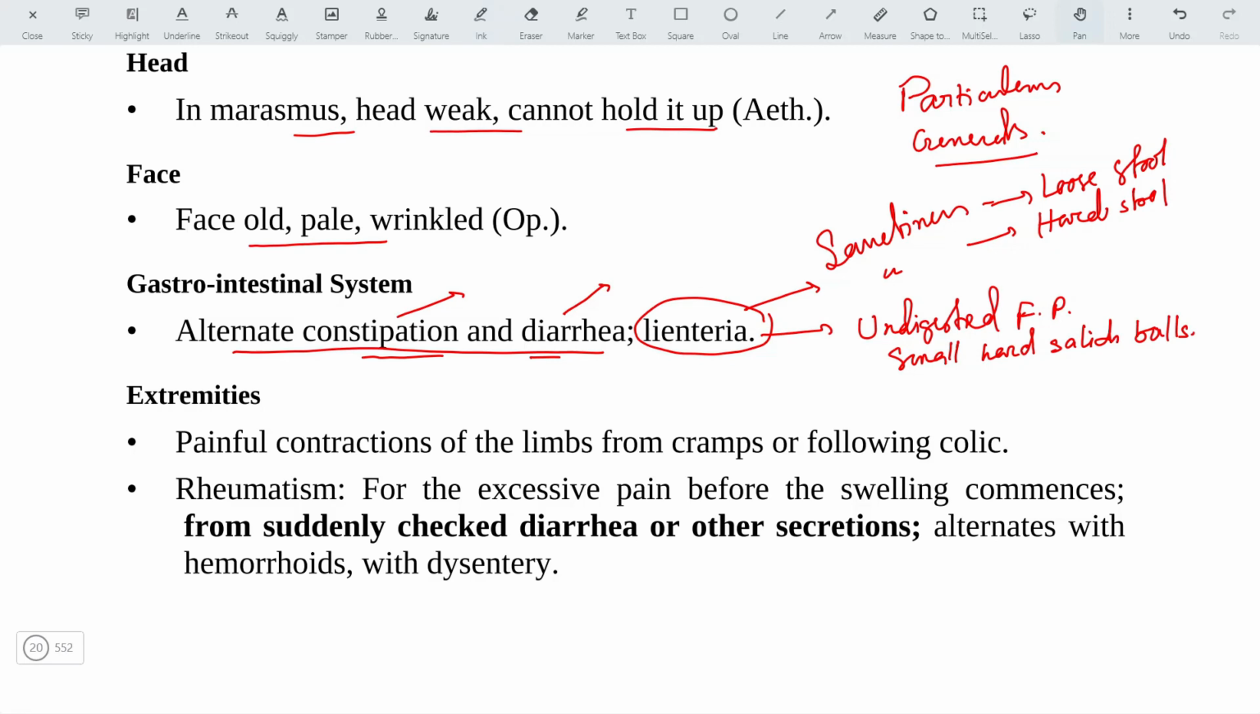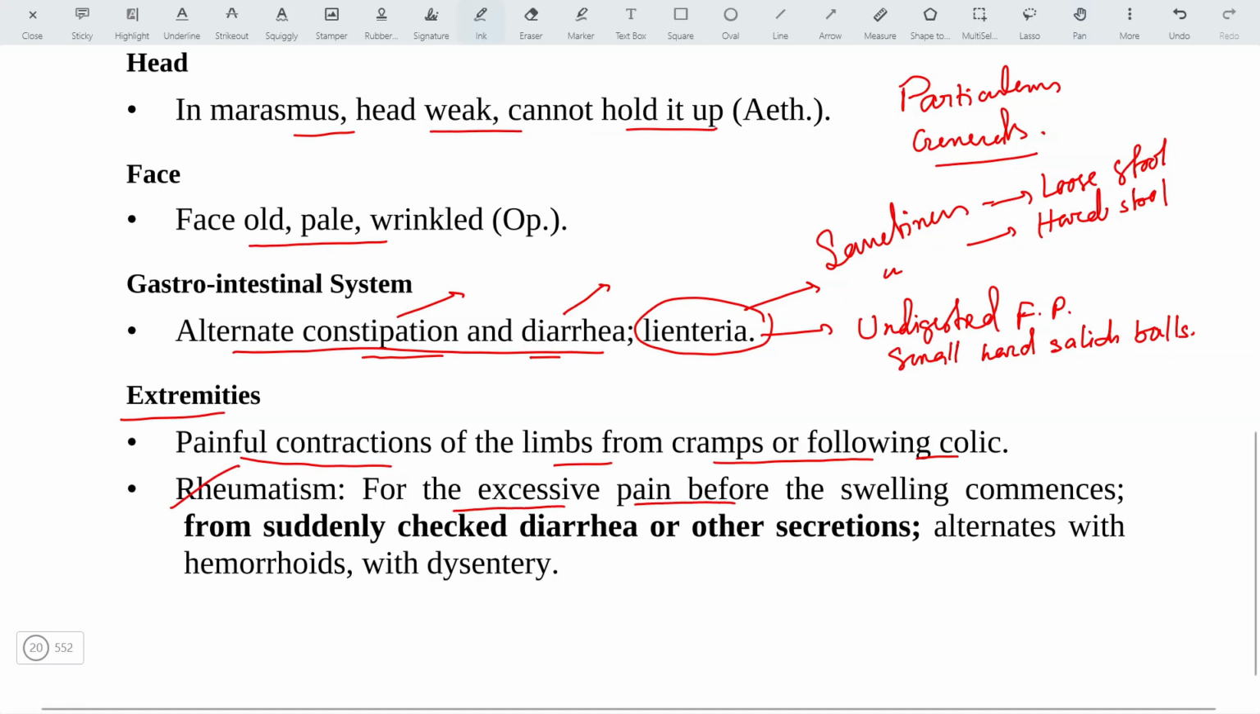Now the fun part in homeopathy, the Abrotanum extremity part. See the painful contraction of the limbs from cramps or following colic. So it says the contractions of limbs from cramps or following colic. There is a huge pain in the limbs of the patient. It may be over the bone, over the muscles, or wherever. See the rheumatism, with excessive pain before the swelling commences.